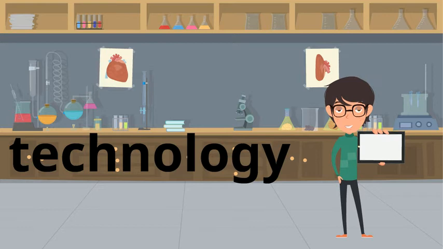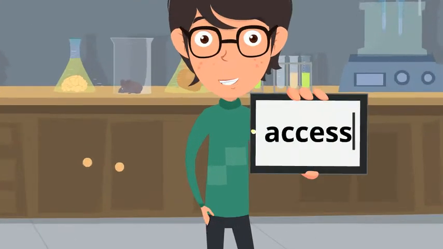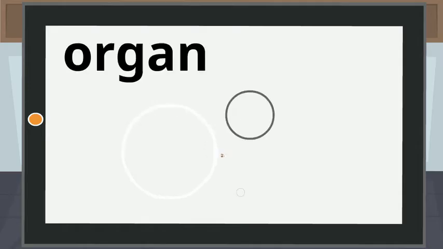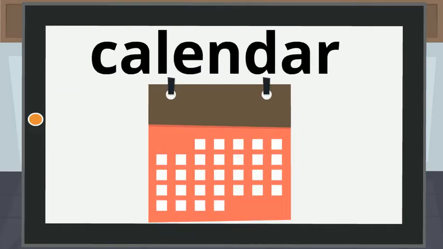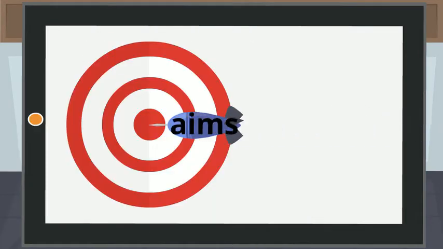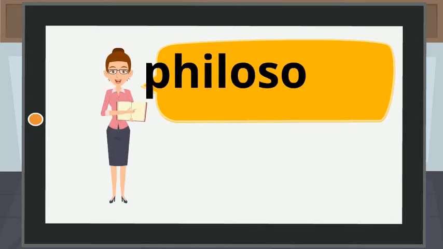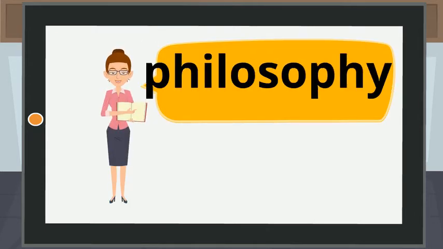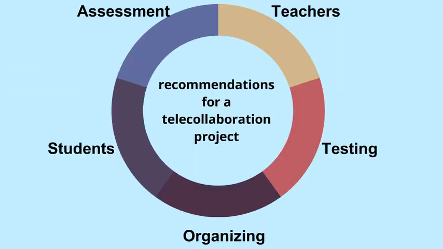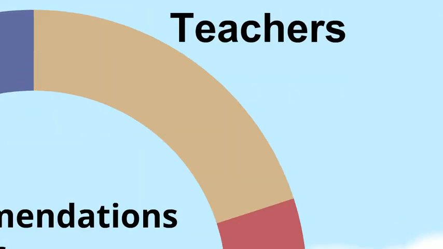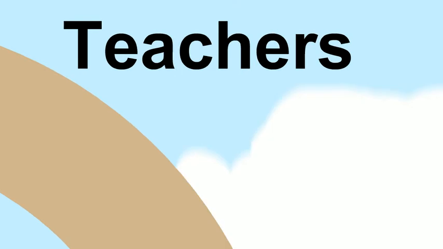In the socio-institutional level, we can find factors such as the technology itself, the access to these technologies, the organization of the course, the academic calendar, the aims of the project, and teaching and learning philosophy. Having said that, in order to avoid any type of failure in the communication, it is necessary to: first, find a teacher who is willing to collaborate with your project.